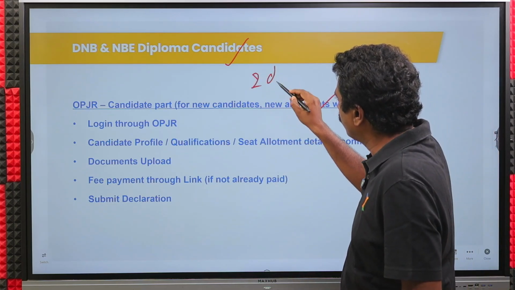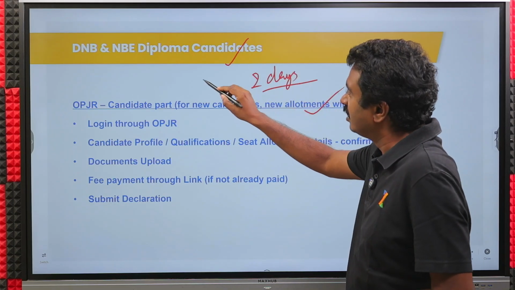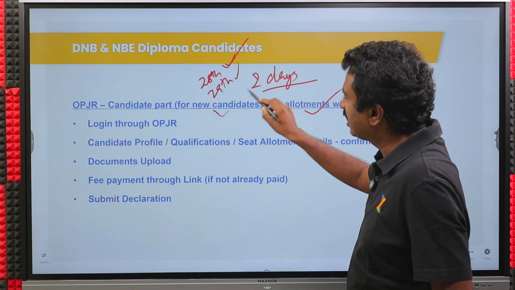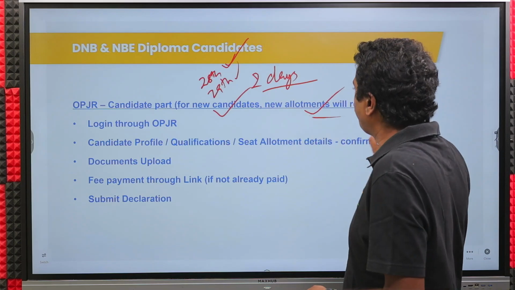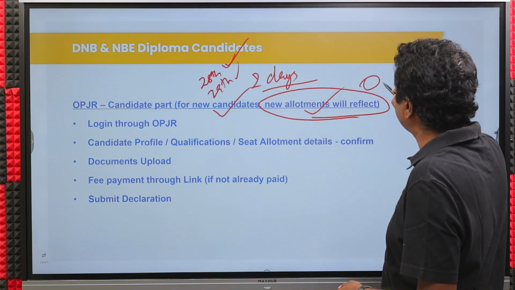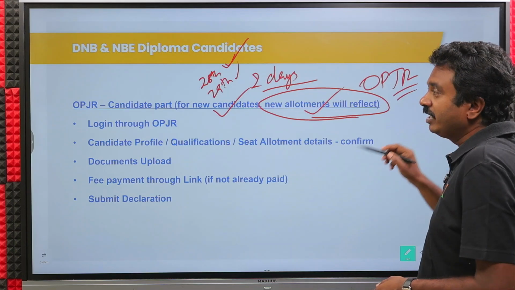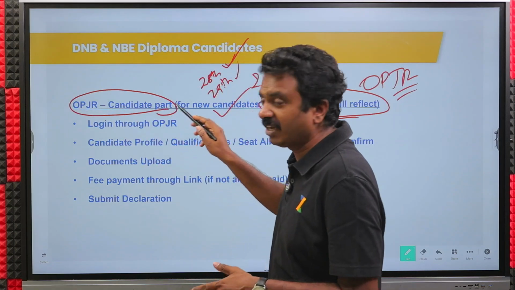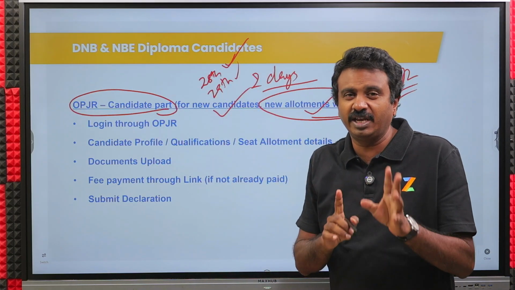It will take 2 days. Last time it took 2 days to reflect. So maybe on the 28th or 29th this will reflect. After it reflects, you will be able to complete the new OPJR. So in case you are allotted in DNB, note that this OPJR will reflect the new status only after 1 or 2 days. Wait for that.